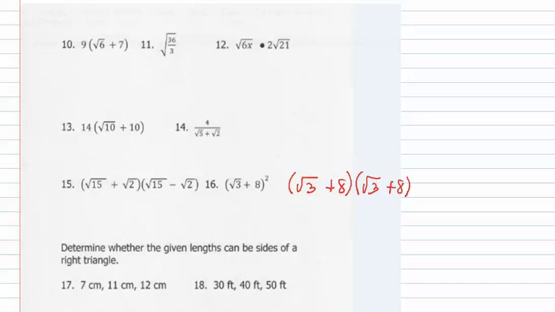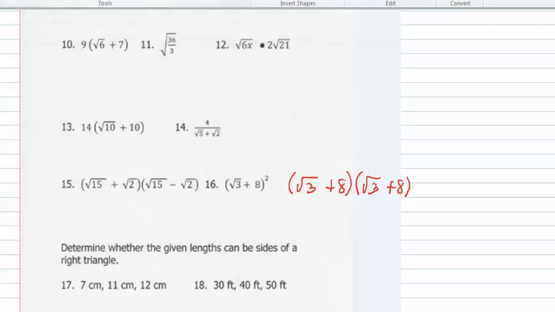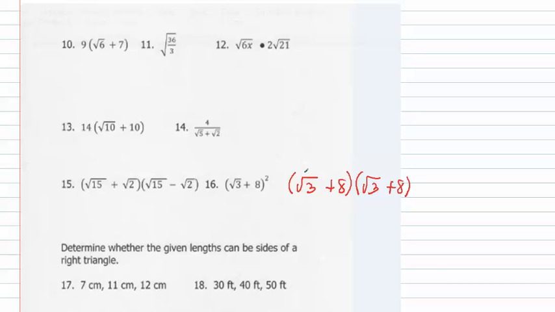It's a perfect square trinomial, so maybe you remember that. Alright, so it's going to be multiplying radical 3 and radical 3, which is radical 9. Radical 3 and an 8 is positive 8 radical 3.